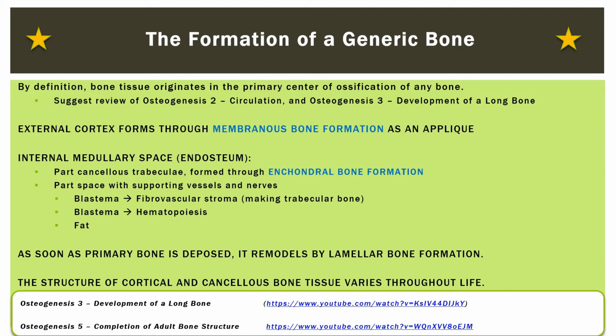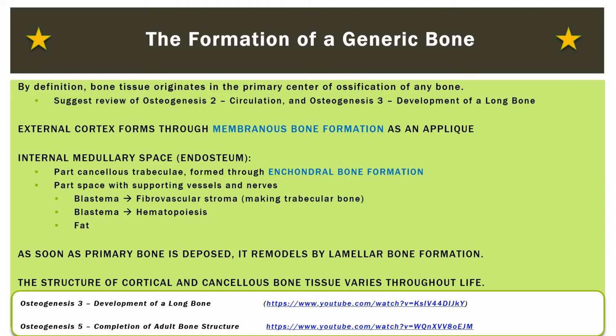As soon as either type of primary bone forms, remodeling begins, in the cortex uniquely by lamellar bone, and in the cancellous array initially by woven bone and ultimately by lamellar bone. With rapid growth and clastic activity, the endosteum is partitioned into cancellous array on either end, and space between, which undergoes successive occupation first in the embryo and child by the bone-making blastema of fibrovascular stroma, then hematopoietic tissue, and ultimately in the adult, fat.